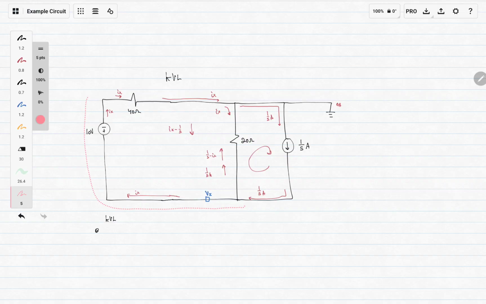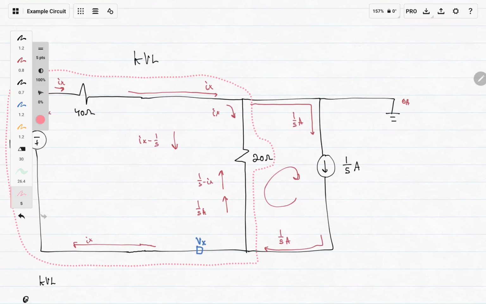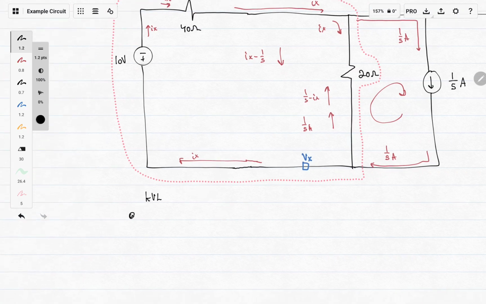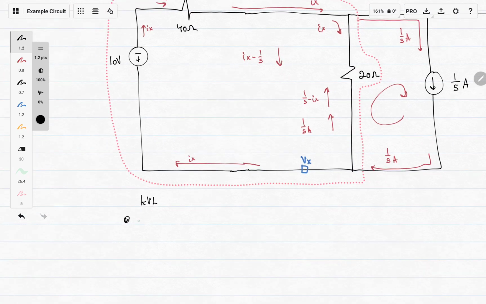I'll do the KVL equation around the outer edge, but also the inside, kind of like where I have it in pink. You can't really do KVL at current sources because there's only one current going through and there's not really much of a point going through there. But I'll do it at our outer edge.